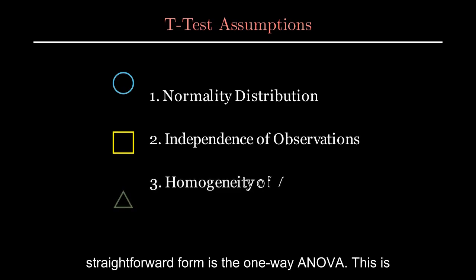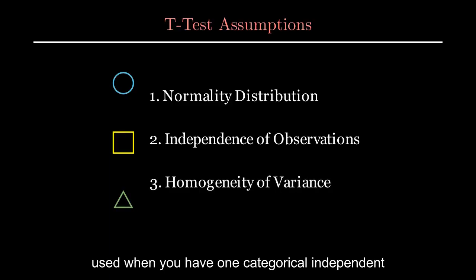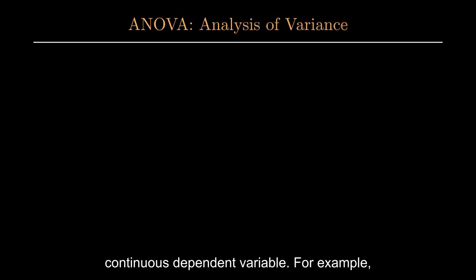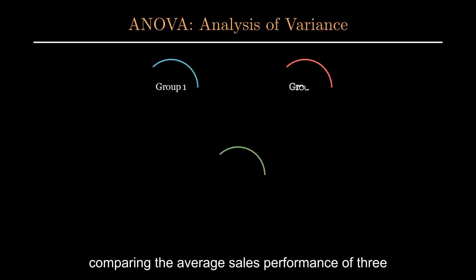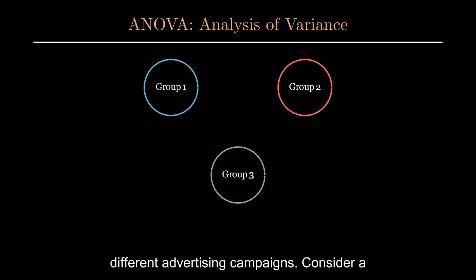The most straightforward form is the one-way ANOVA. This is used when you have one categorical independent variable with three or more levels, and one continuous dependent variable. For example, comparing the average sales performance of three different advertising campaigns.